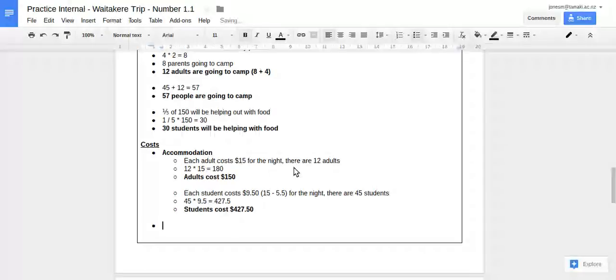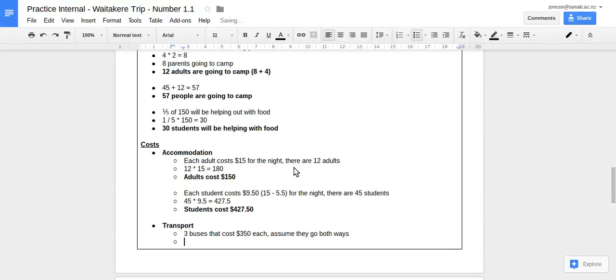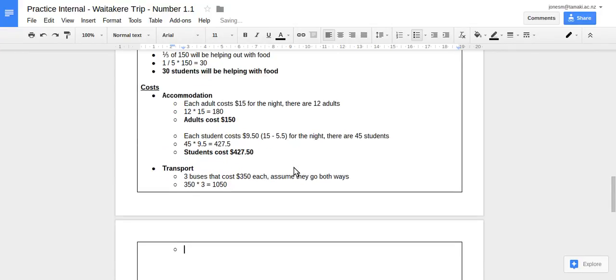Okay, so our next cost is transport, and so 3 buses. We have three buses that cost $350 each, and assume they go both ways, so they come back. So then we have 350 times 3, and that's $1,050. So transport costs $1,050.